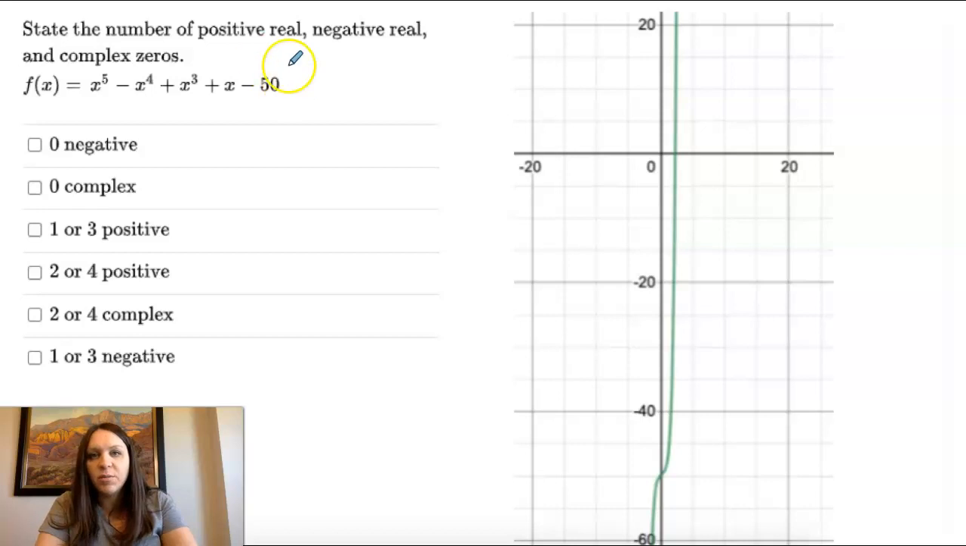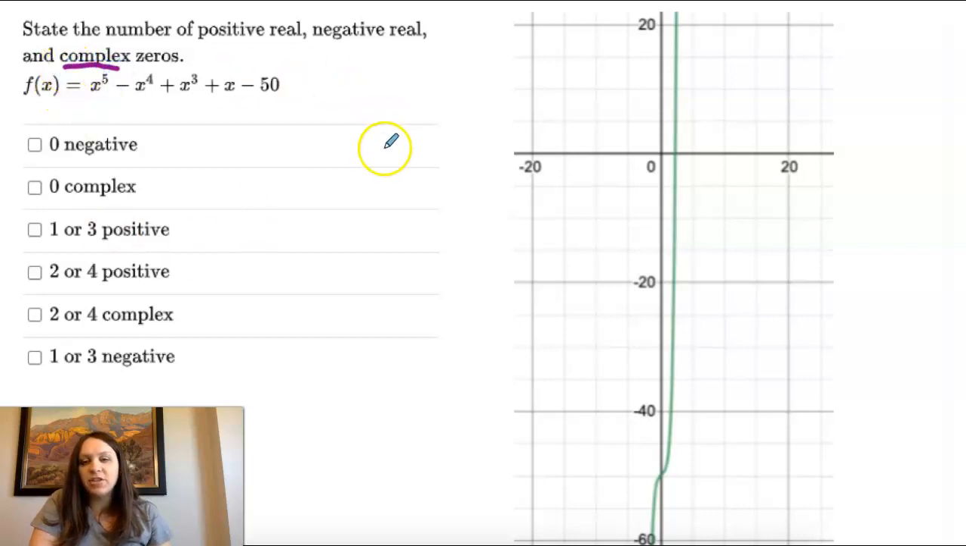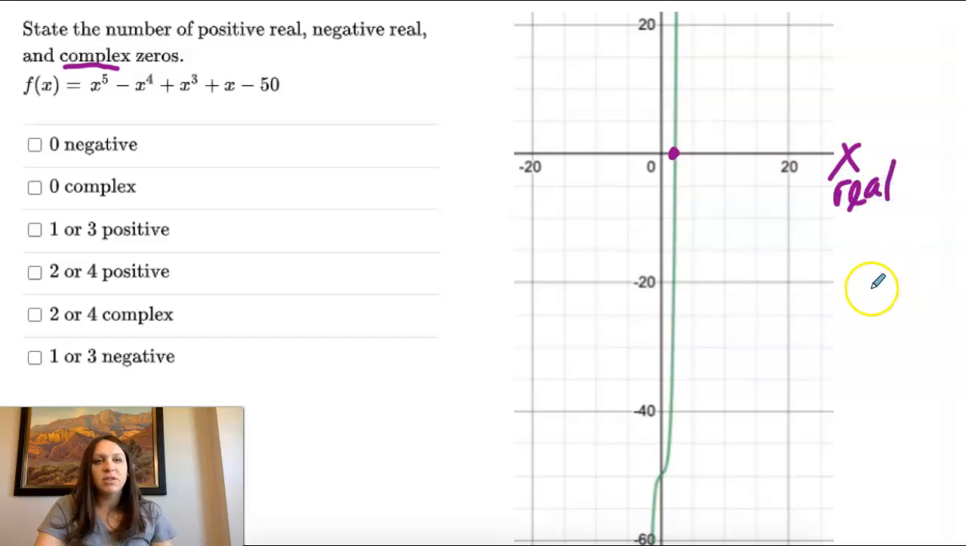It's asking for positive real, negative real, and complex. So remember that complex is the same as imaginary, so what we were just looking at. So right here is where I want to start. I always want to start on the x-axis. That's my real zeros. And I just have 1. It's only crossing 1 time. And it's a positive.